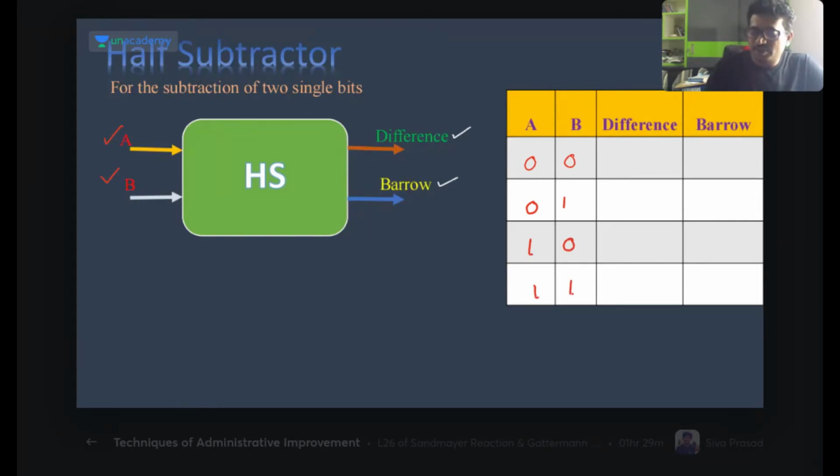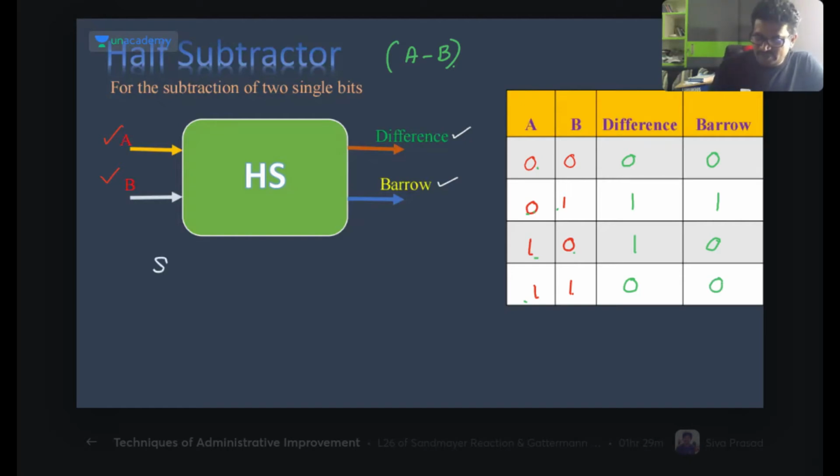Now tell me the difference here. 0 minus 0 is 0. The subtraction means we are doing the operation A minus B, remember. So 0 0 gives difference 0 and borrow 0. For 0 1, 0 minus 1 means difference is 1 and borrow is 1. And 1 minus 0, the difference is 1, borrow 0. For 1 1, the difference is 0, borrow 0. So tell me the min terms here.